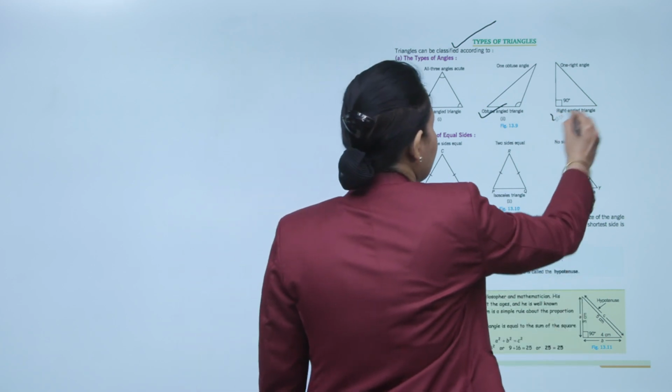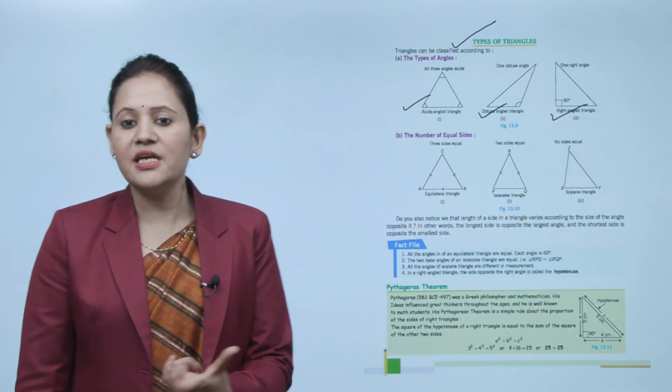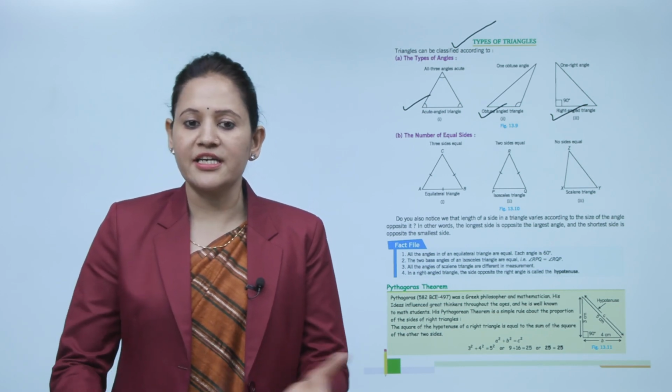This is a right angle triangle. One of the angles will be a right angle, which means 90 degrees. That is called a right angle triangle.